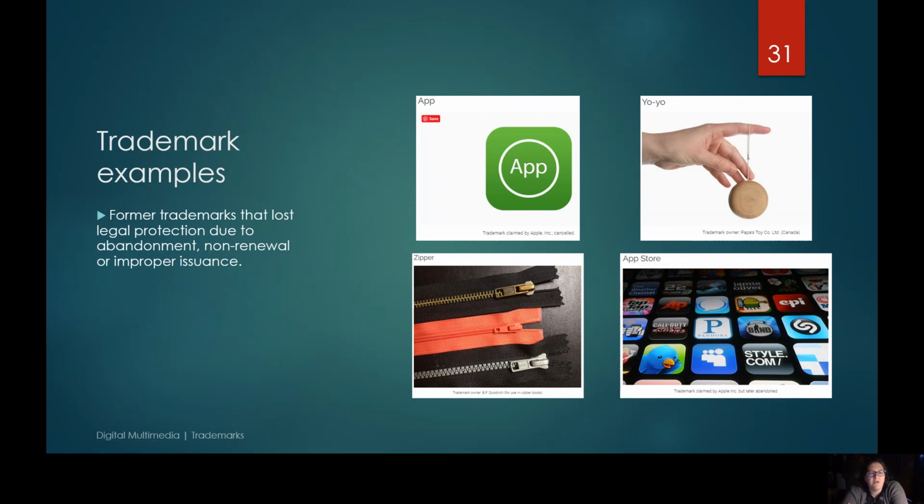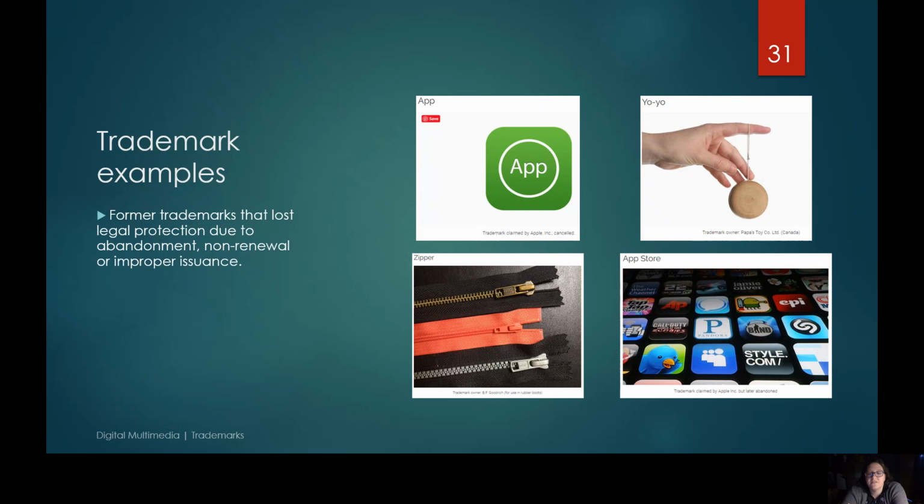Okay, the third area of this is former trademarks that lost legal protection due to abandonment, non-renewal, or improper issuance. Two of them on here are both owned by Apple. So when Apple first developed the app and the App Store, they realized that people were using it as an overall umbrella term for all applications that were being made for phones and laptops, so they ended up canceling and abandoning them so that the App Store would be just a generic term now.